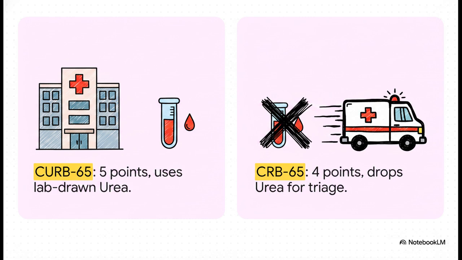Why do this? Well, if you're a paramedic in the back of an ambulance or a doctor in a remote rural clinic, you just don't have time to wait around for lab results. CURB-65 drops the urea parameter entirely, creating a 4-point scale that relies 100% on clinical observations you can make in seconds. It's a total game changer for rapid triage.